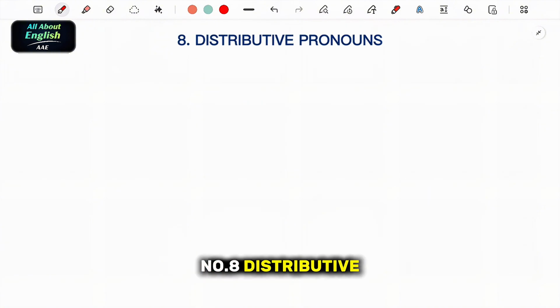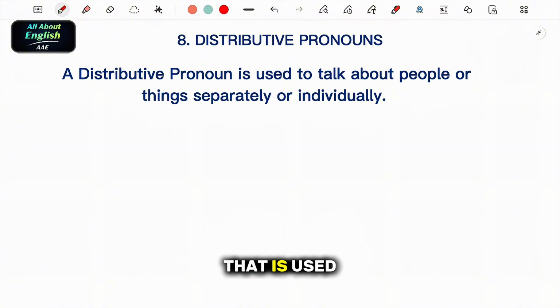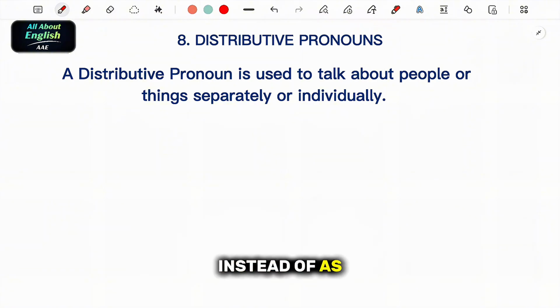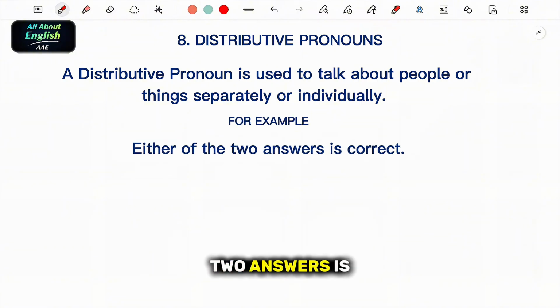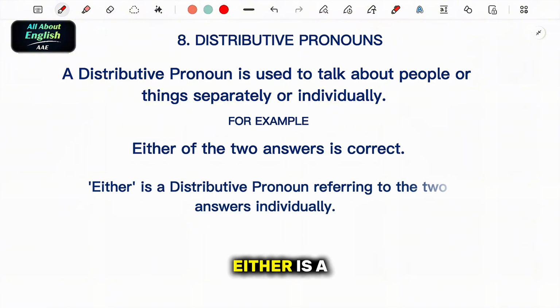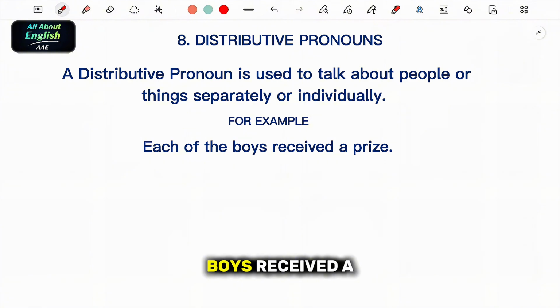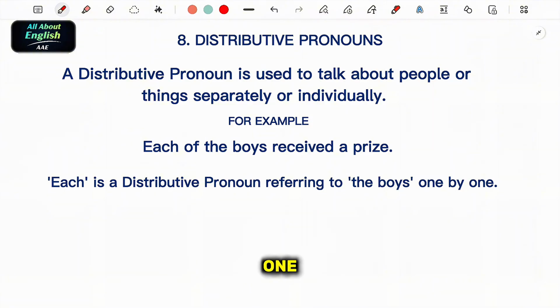Number 8. Distributive pronouns. A distributive pronoun is a word that is used to talk about people or things separately or individually instead of as a group. For example, either of the two answers is correct. Either is a distributive pronoun referring to the two answers individually. Each of the boys received a prize. Each is a distributive pronoun referring to the boys one by one.